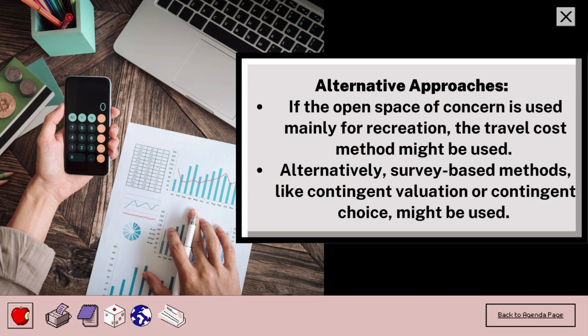Alternative approaches: if the open space of concern is used mainly for recreation, the travel cost method might be used. Alternatively, survey-based methods, like contingent valuation or contingent choice, might be used. However, these methods would generally be more difficult and expensive to apply.